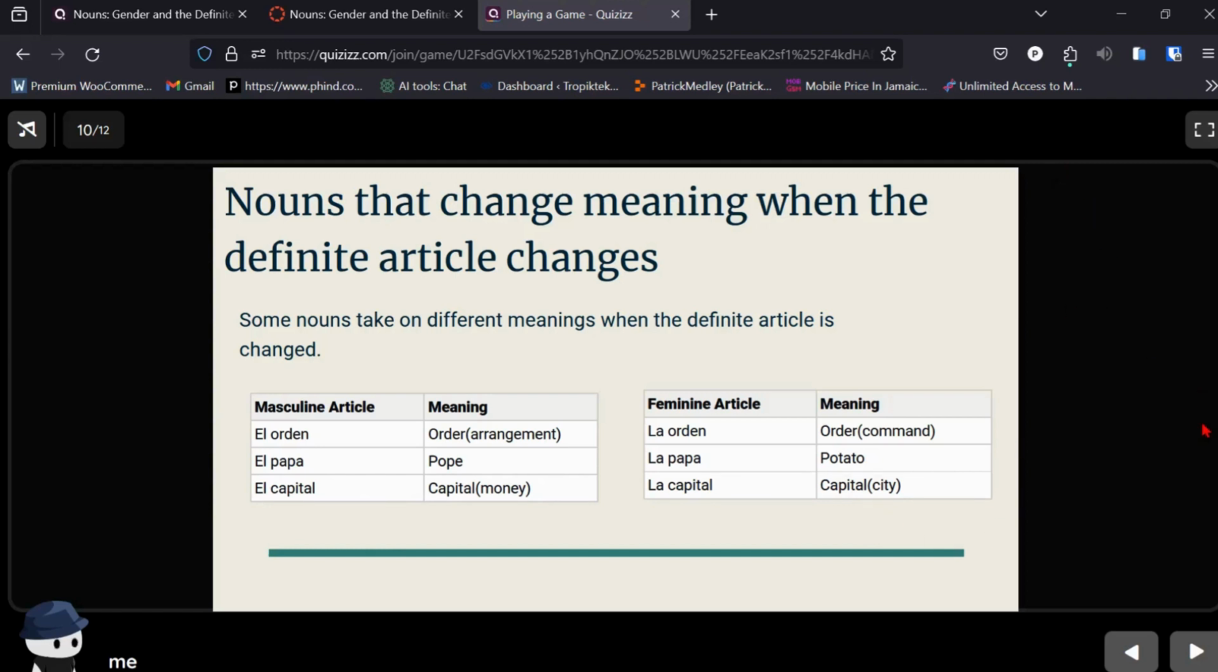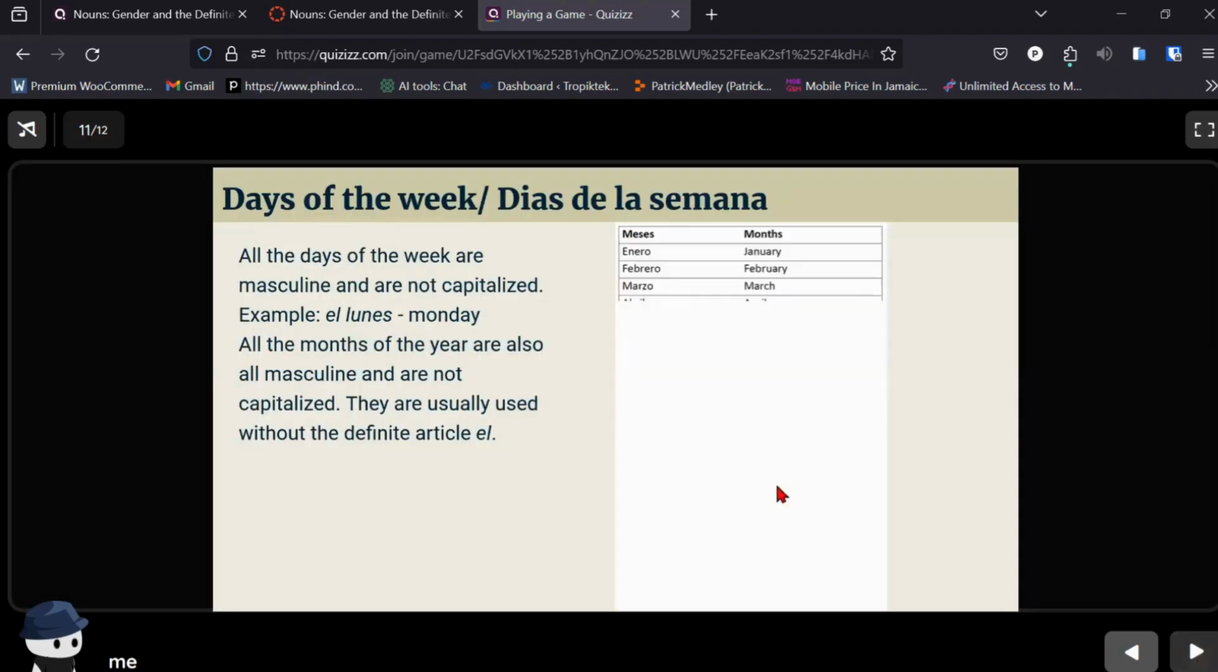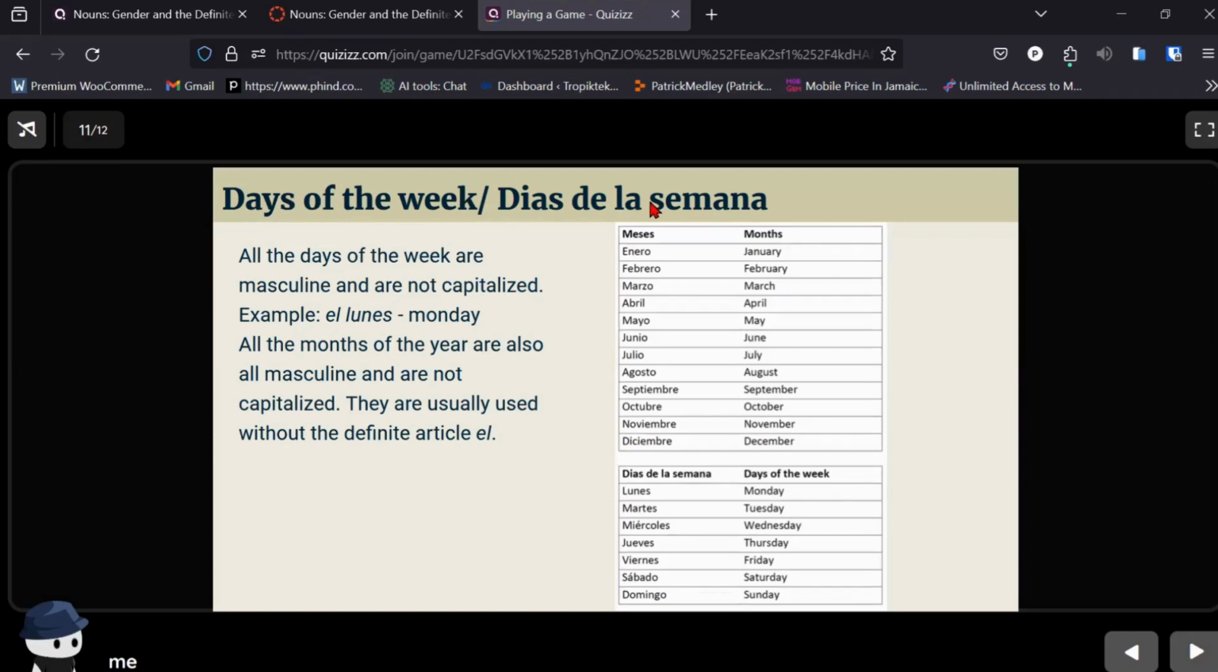Okay. All right. So moving forward here, the days of the week. This one is very important to memorize because, well, it should be days of the week and months of the year. All of these are always masculine at all times. All the days of the week are masculine and not capitalized. That's also something that is, I guess, a little bit different. I have them capitalized here, but they're usually not capitalized.